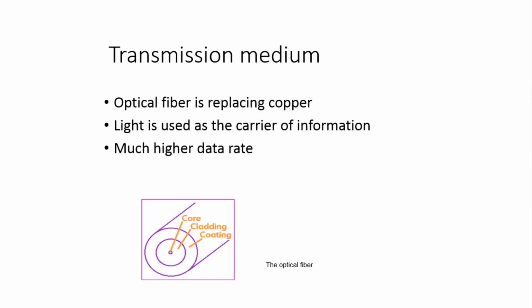Transmission media. Optical fiber is replacing copper. Light is used as a carrier of information, and the most important advantage is much higher data rates. It consists of a core, a cladding, and a coating over it. Combined, they give the optical fiber.